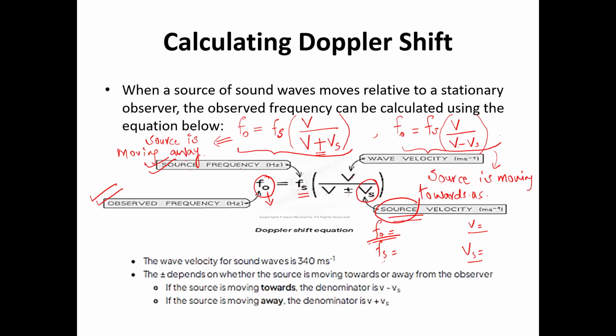The observed frequency F naught, okay. Fs is the emitted frequency, yes. Frequency emitted by the source. And V is the wave speed, yes, V is the velocity of the wave. And what is Vs? Relative velocity. No, Vs is the source velocity.